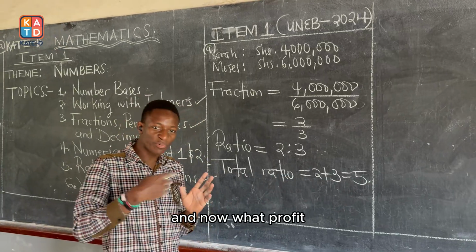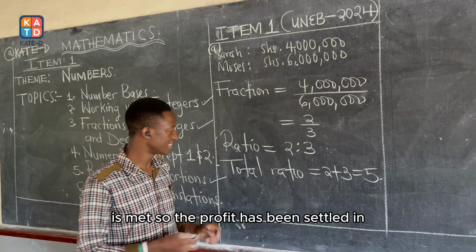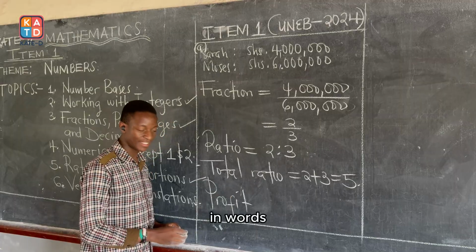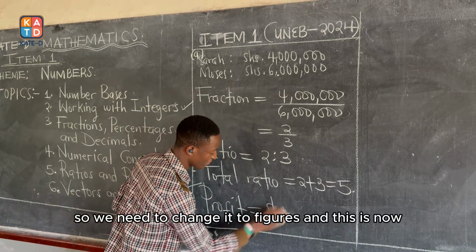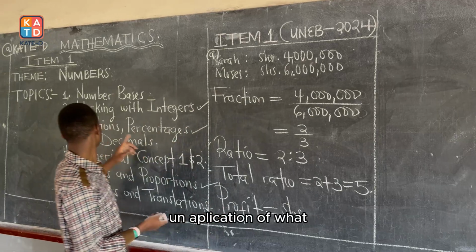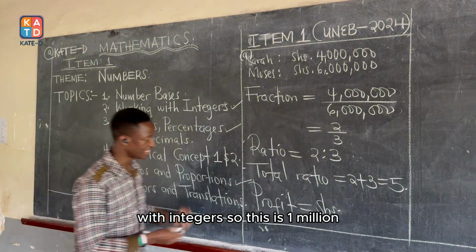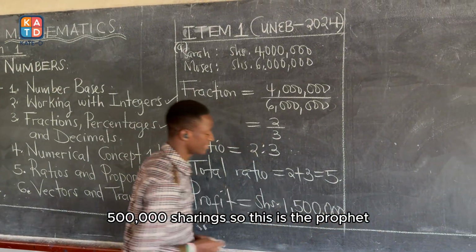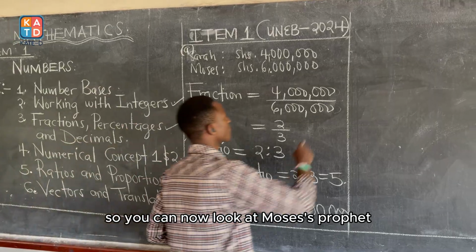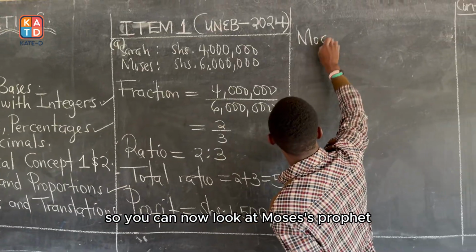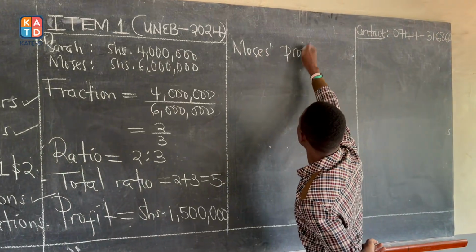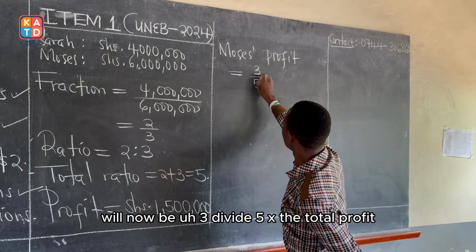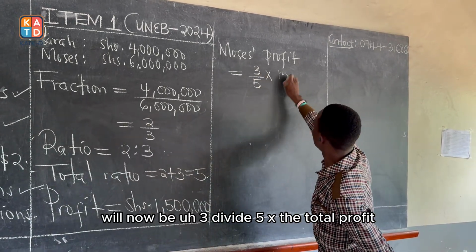And now, what profit is made? So the profit has been stated in words. So we need to change it to figures. And this is now an application of working with integers. So this is 1,500,000 shillings. So this is the profit. So you can now look at Moses' profit. Moses' profit will now be 3 divided by 5 times the total profit.